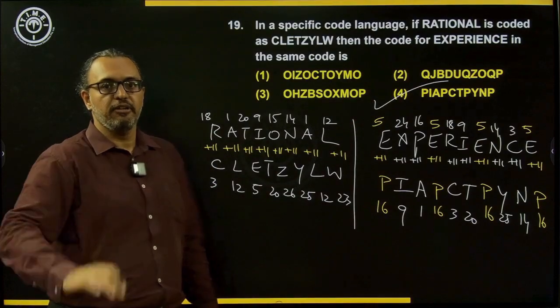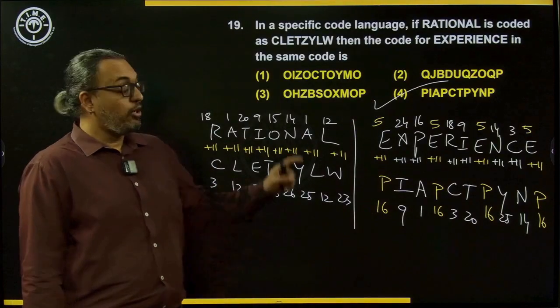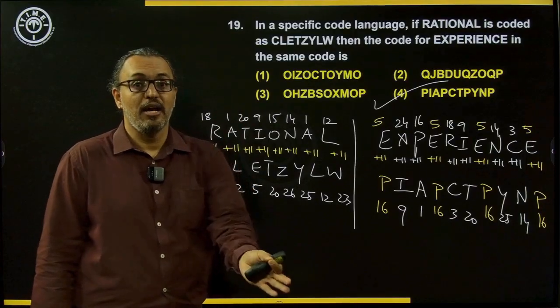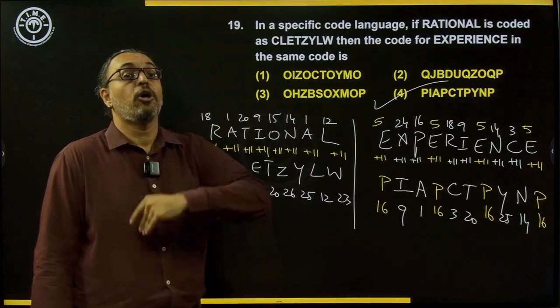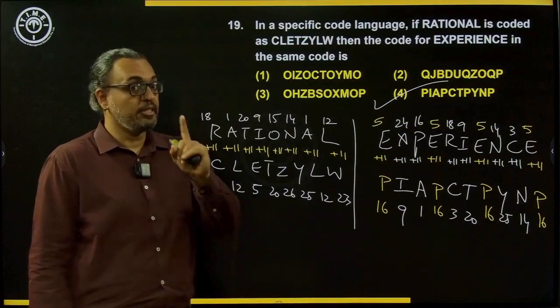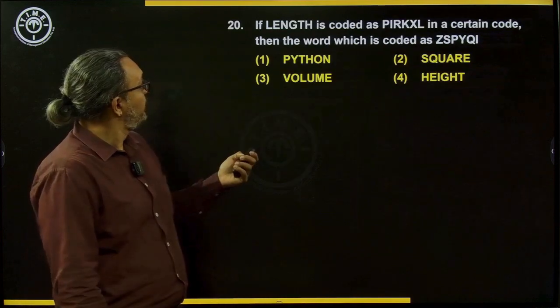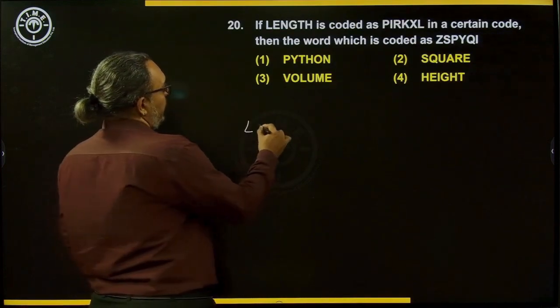Plus 11 we add. But always when it is coding decoding, look at the question. In what way the question is asked? Do I have to find the code or should I decode it to find the word? That is important before you look into the logic. Okay. Yes, one more we have.